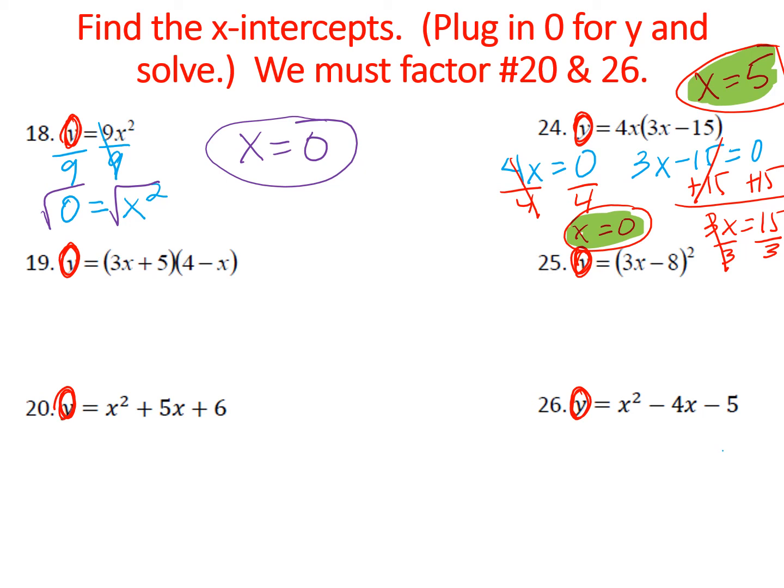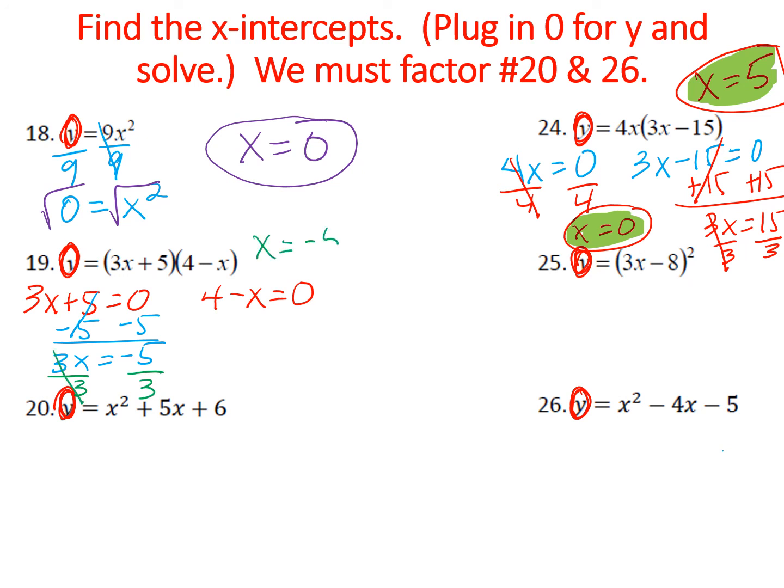So for number 19, we have two factors. We set each one equal to 0. Then to solve, we can subtract 5 from both sides. And then to get the x by itself, we will need to divide both sides by 3. So x equals negative 5/3, and it's fine to leave it like that.